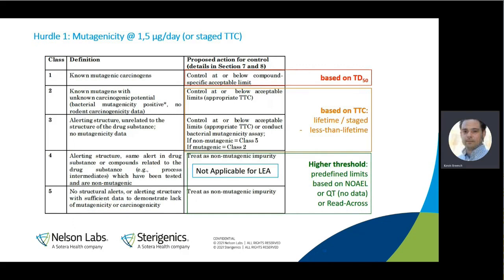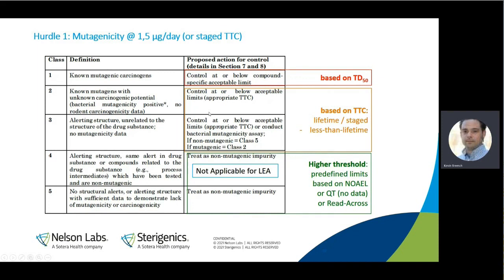This is straight out of the ICH M7. So if you have a compound which is known to be a mutagenic carcinogen, you can derive a specific limit based on the TD50, the tumorigenic dose for 50% of the animals. If it's a known mutagen, you don't need to do an Ames or a prediction model. It's known in literature that it's mutagenic. So you need to control it at the TTC, the ICH threshold of toxicological concern, going from 1.5 up to 120 micrograms a day, only for mutagenicity.